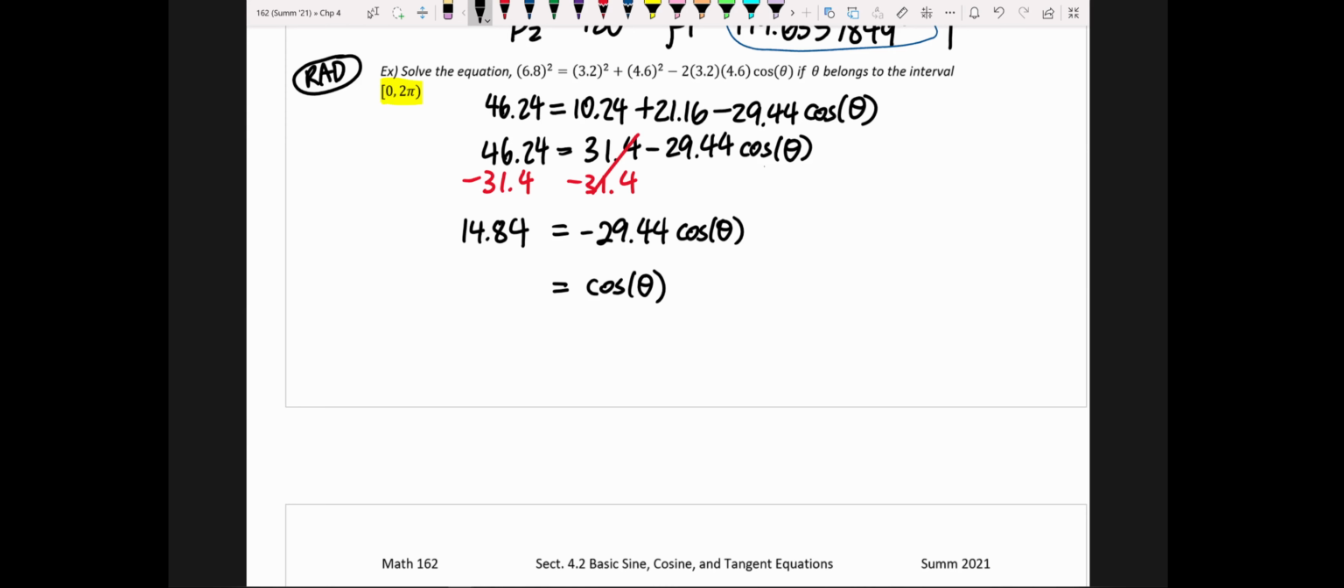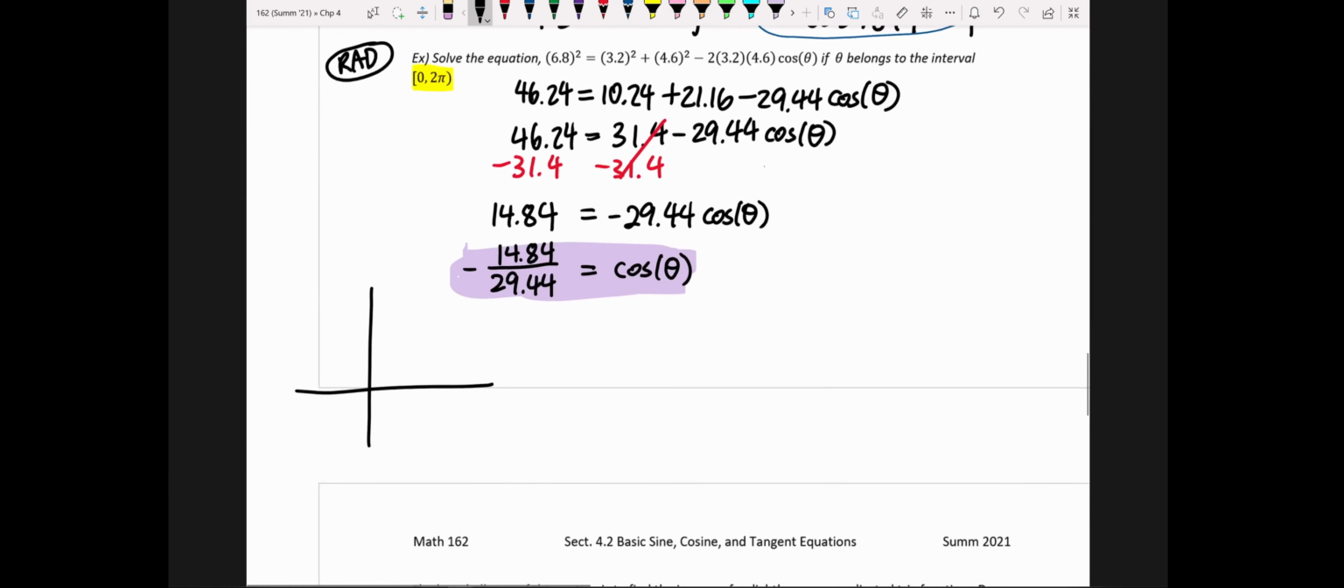Yes, we divide both sides by the negative 29.44 to isolate cosine of theta. That's right. So whatever is attached to cosine of theta, divide that out. And now we have isolated cosine of theta. Okay. So cosine of theta is now by itself. This is step 1. Step 2, we want to find the solutions between 0 and 2 pi.